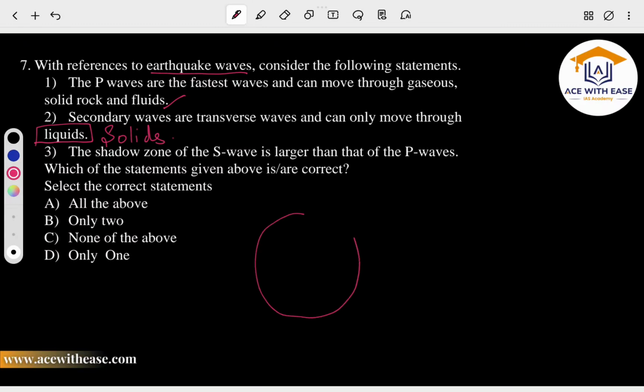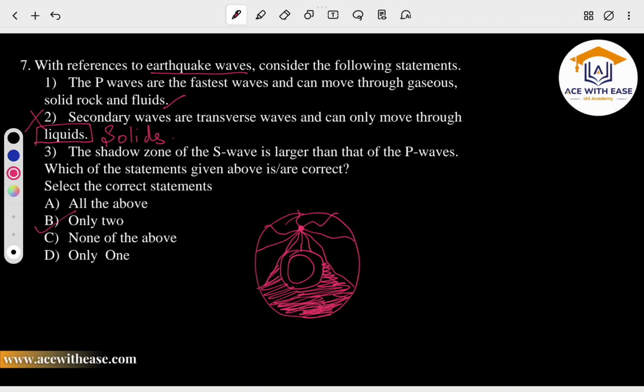Now we know that the S waves will not be able to travel through the outer core. So imagine this is the focus. From the focus, all the waves propagate, and whenever they touch the liquid layer, the S waves stop. So till here, all the region is considered the shadow zone of the S wave. Now the S wave shadow zone is larger than the P wave shadow zone. So of the following, which are the correct statements? The second statement is wrong, so only two statements of the above are correct.